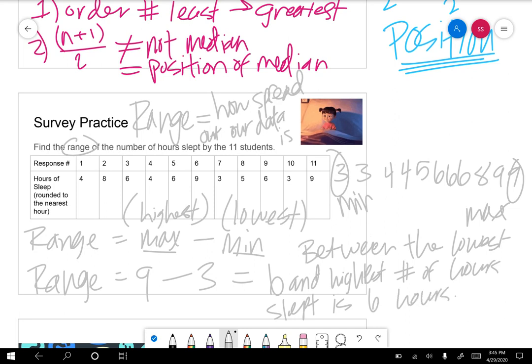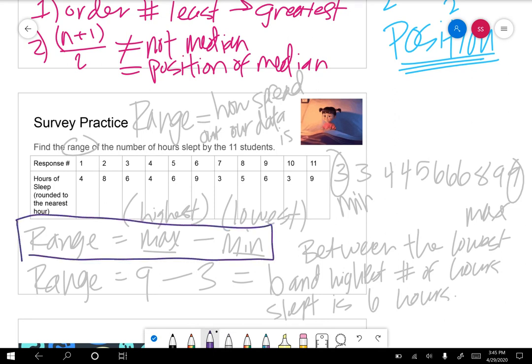Okay, again, it's telling us how spread out the data is. Okay, so there's range. I'm going to highlight, circle that part because that's the most important part. You subtract the minimum from the maximum. Okay, you're finding the difference there.